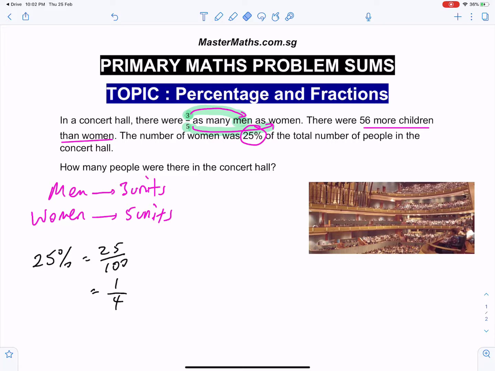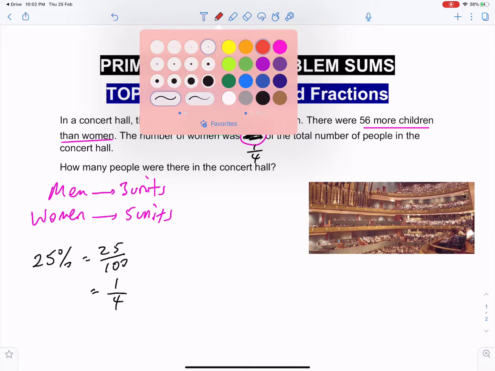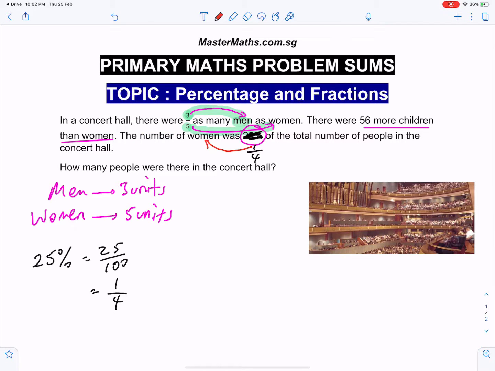So you can also say that the number of women was 1/4 of the total number of people. So which means women will take on one part. That's how you read this fraction. Women will take on one part, and this 4 parts belongs to the total number of people. Remember, how do we identify the number of units? Very simple. 1 comes first, so women comes first, so women gets 1, total is 4. So this is for women, and this is for total. Total means you have men, you have women, you have children as well.